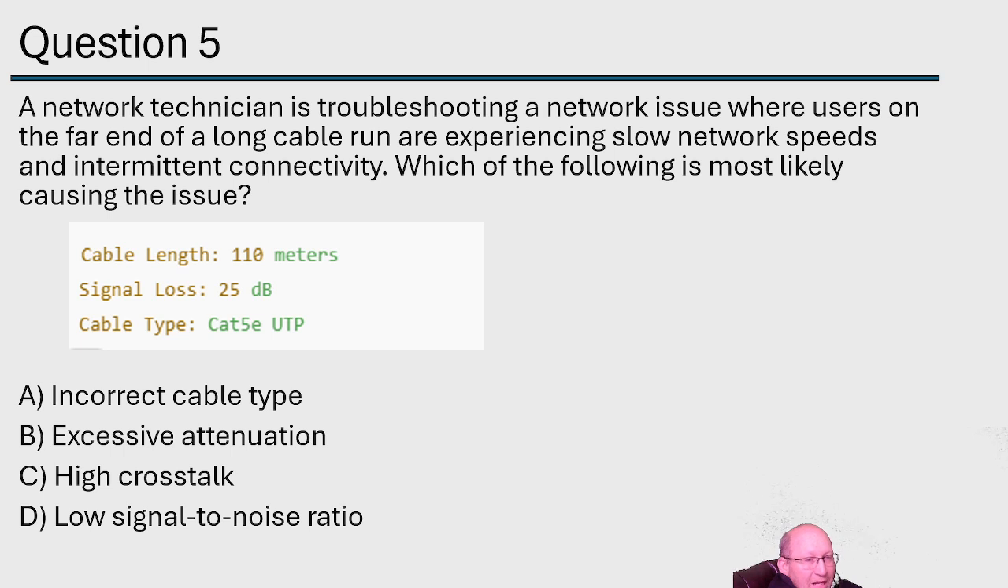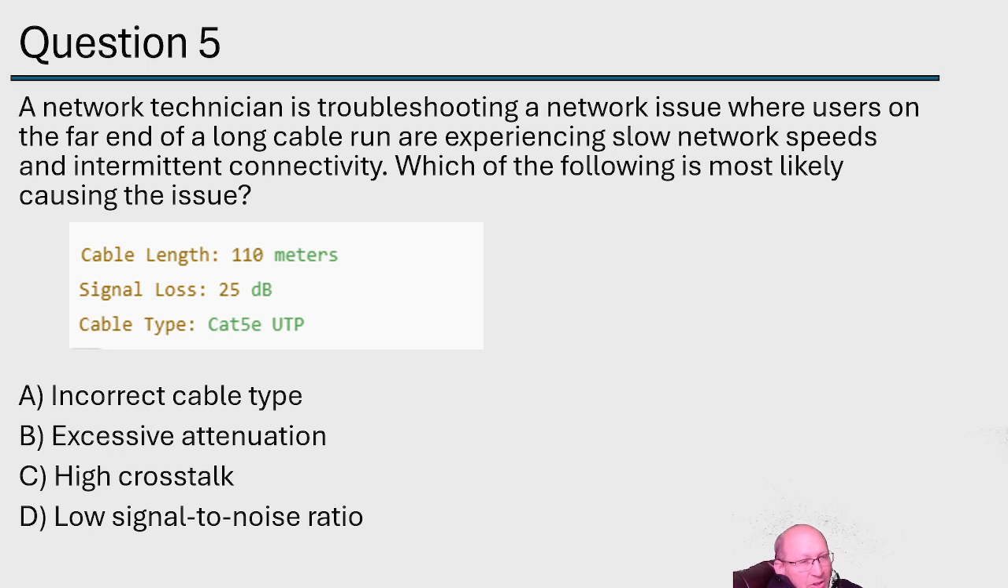What do you think about this one? C, high crosstalk. Well, crosstalk could cause interference, but we're seeing some other issues. For those who don't remember crosstalk, that's where the cable is not properly shielded, and because of that, we can actually hear both lines of it. In data, we can actually see some errors. So it is a possibility. D, low signal-to-noise ratio at 25 dB. Maybe, right?